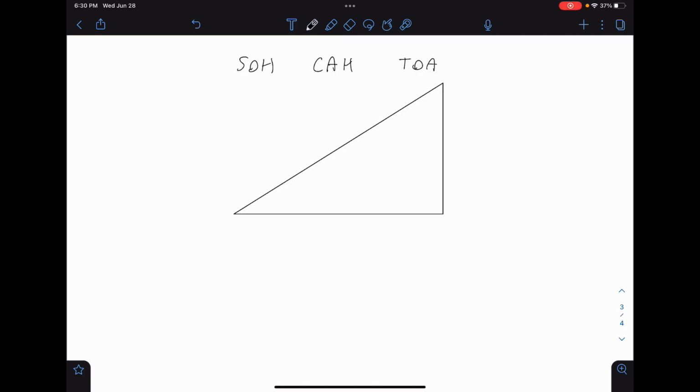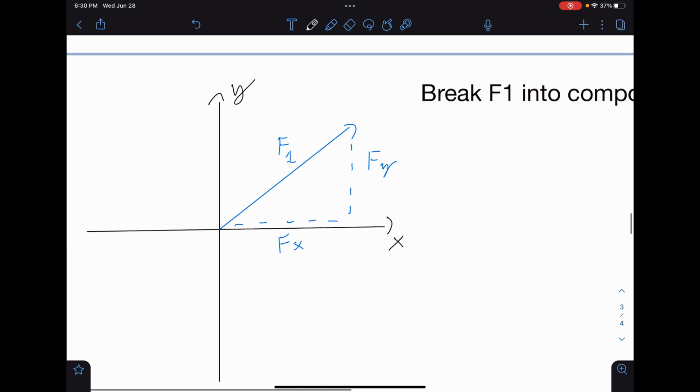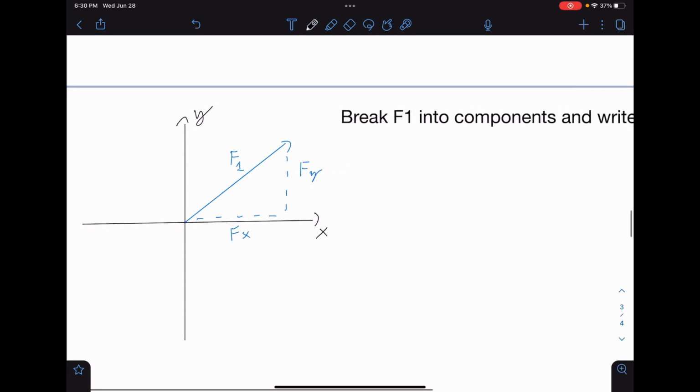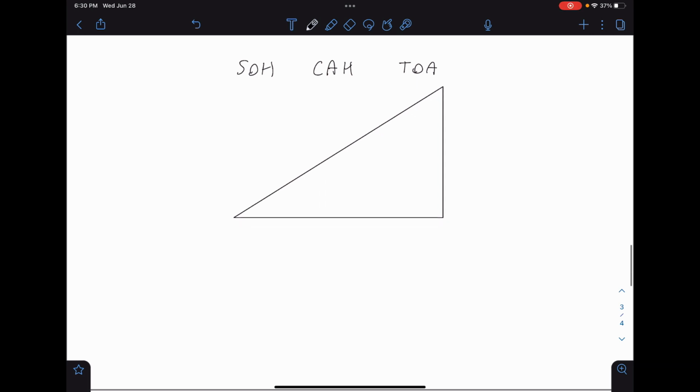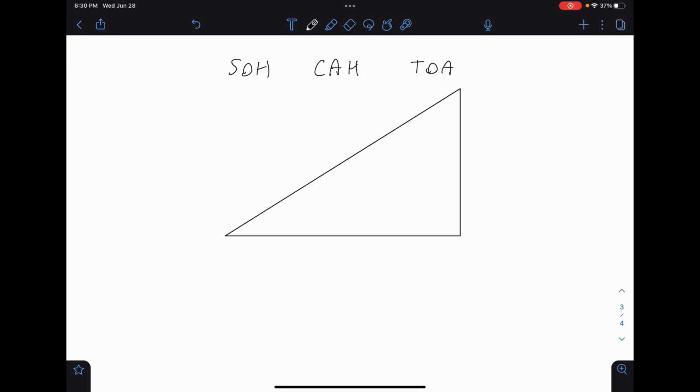So in order to do this, we need to review SOH CAH TOA. SOH CAH TOA refers to the acronym that describes the three main trig functions. And it also describes how to use them. So recall that these functions are useful when dealing with right-angled triangles. Just like F1 up here is a right-angled triangle. So recall that a right-angled triangle is a triangle, so it has three sides. It has two angles and then one right angle.